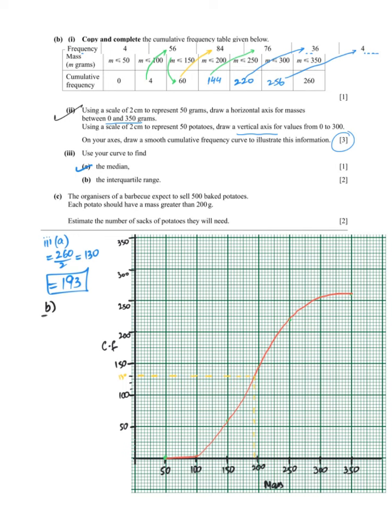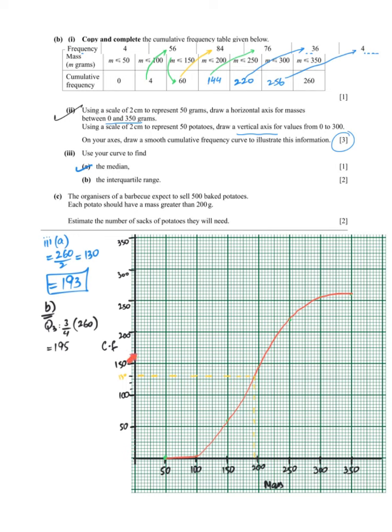So for the interquartile range, first we need to find out the upper quartile, that is Q3. The working formula is 3 divided by 4 times your total frequency, which is 260. Simplify it. It is equal to 195. Now 195 is not your upper quartile, but you need to find out the value on the y-axis first.